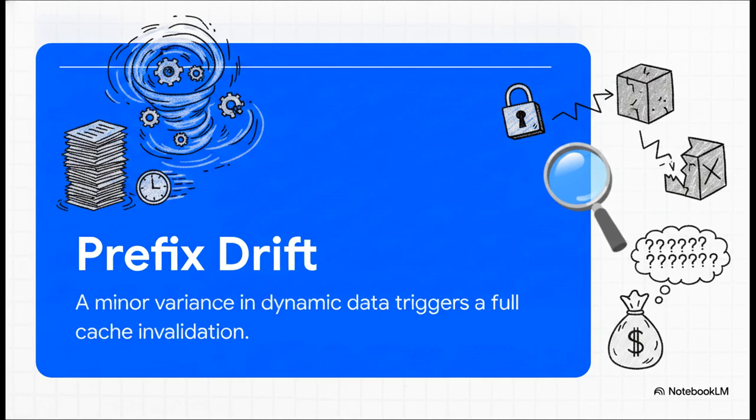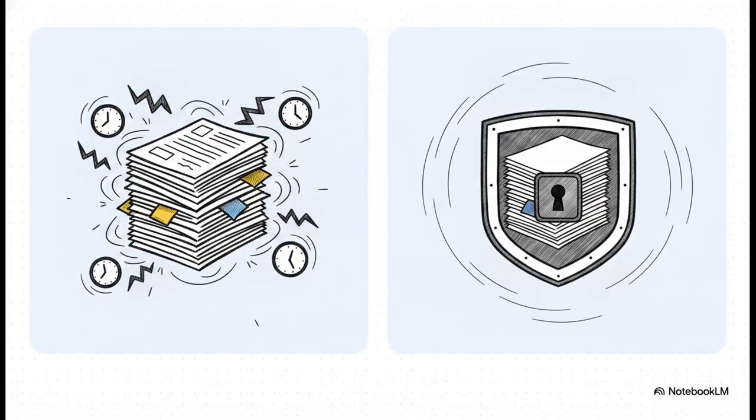So if your massive log file contains even a single dynamic variance, like a 1 millisecond precision timestamp or a rotating session UUID, that tiny discrepancy triggers a full cache invalidation. Boom! You end up paying full price for that entire multi-turn context every single time. But Headroom actively counters this vulnerability through its cache aligner module. Take a look at the contrast here.